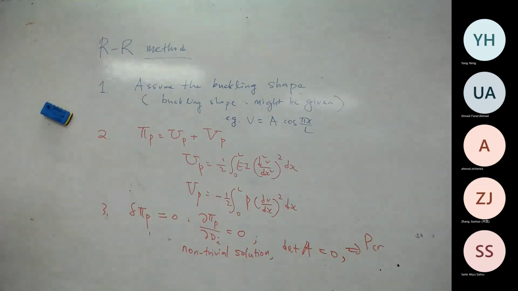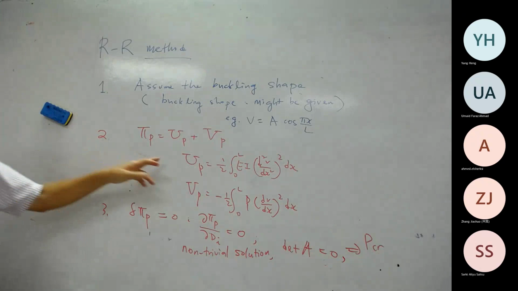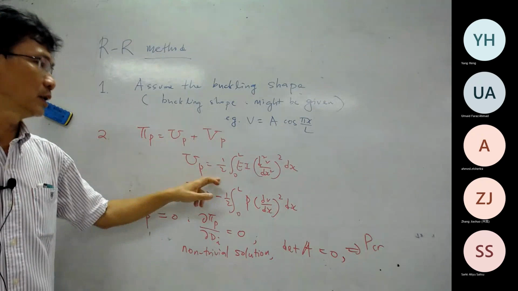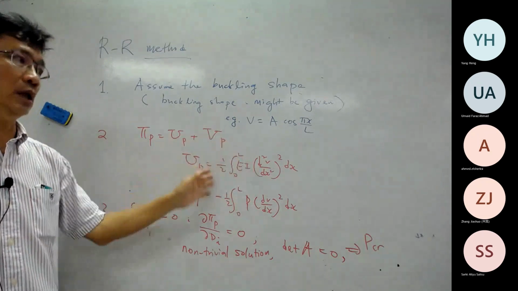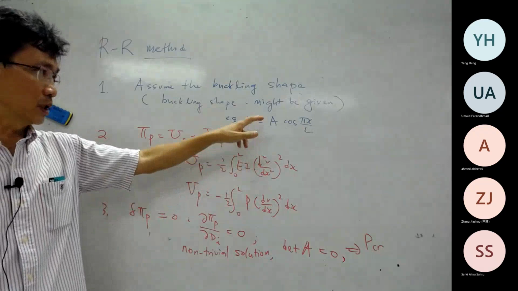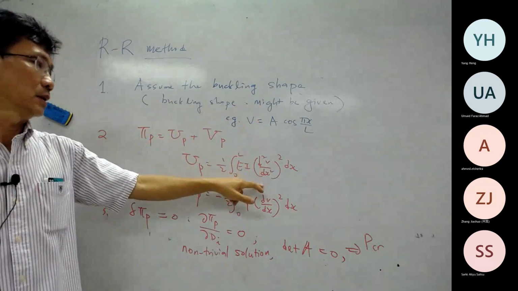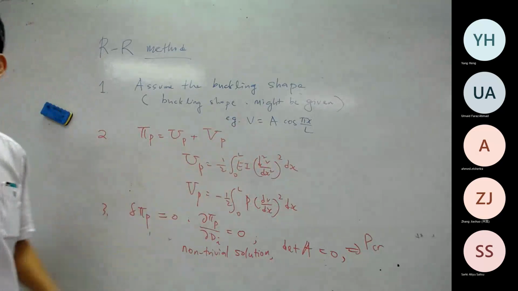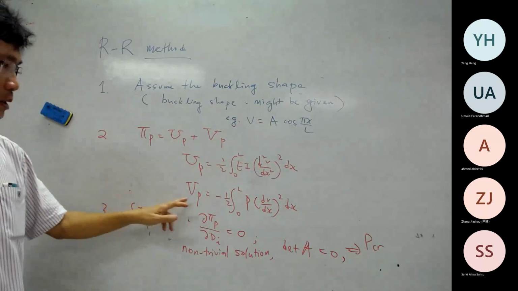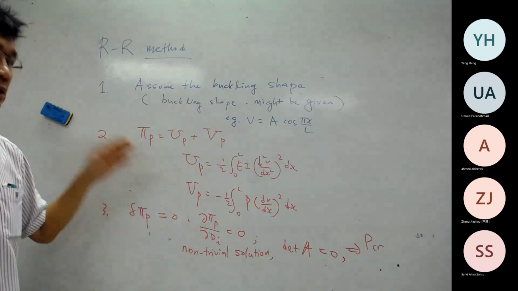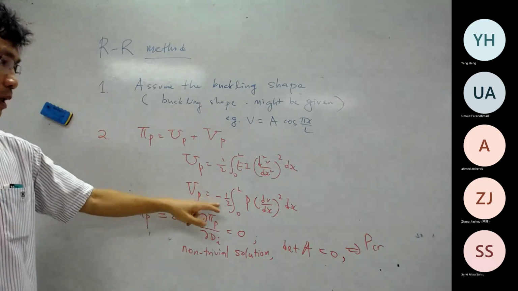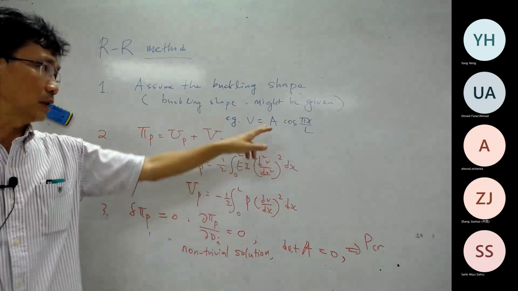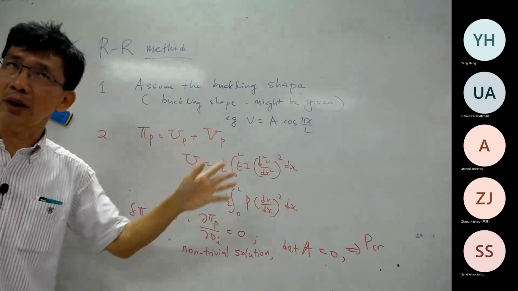So the thing here to be aware of is, don't forget how to get this. This is the strain energy for bending, half EI. If EI is constant, then just take it out. And then you have to differentiate this assumed shape twice, then square it. Don't forget to square it, then after that, integrate. The second one is the potential energy of the axial force. There must be a negative half, then whatever axial force multiplied with, differentiate this once and then square also.